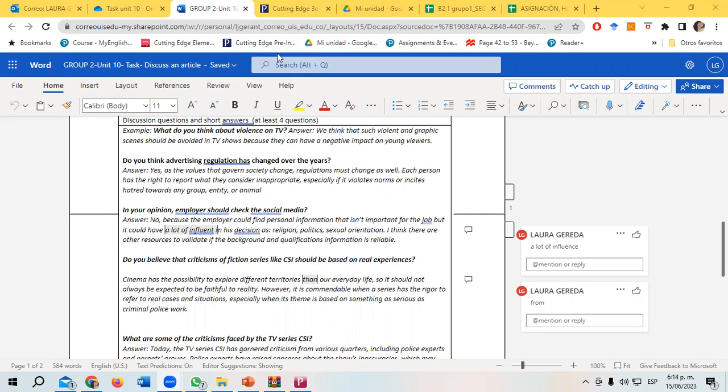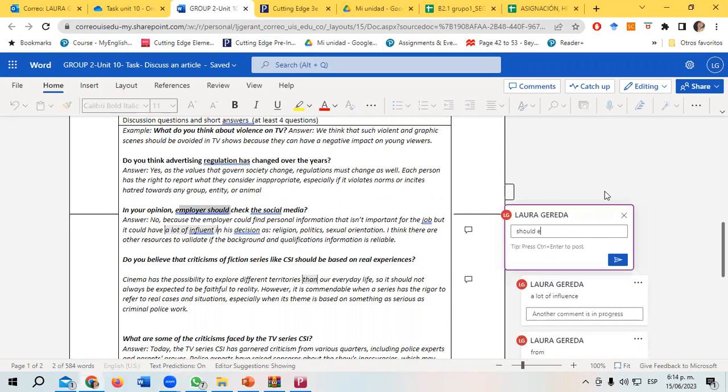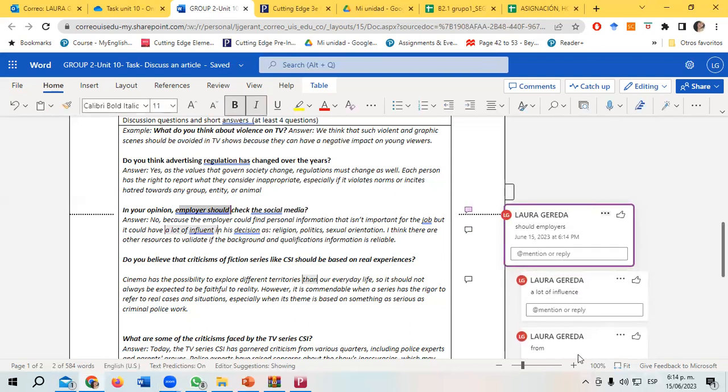In your opinion, should employers check social media? No, because the employer could find personal information that isn't important for the job, but it could have a lot of influence on his decision, such as religion, politics, sexual orientation. And we think there are other resources to validate if the background and qualification information is reliable.